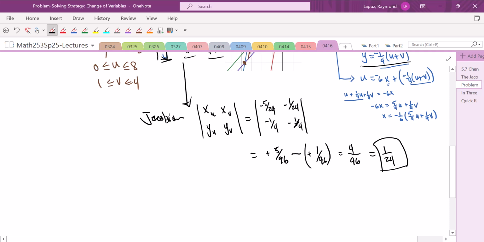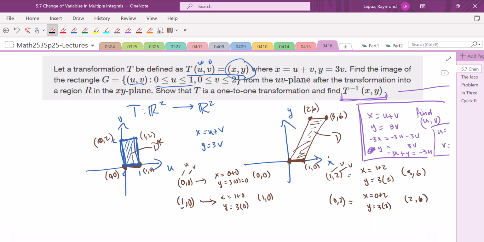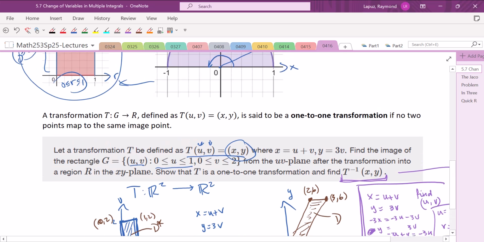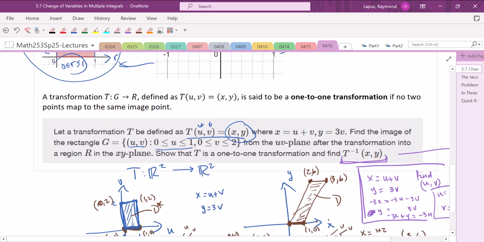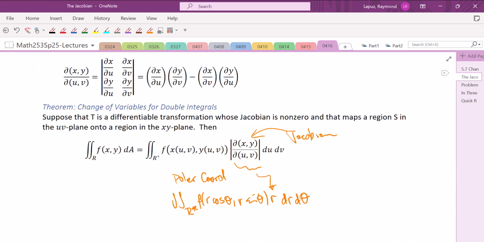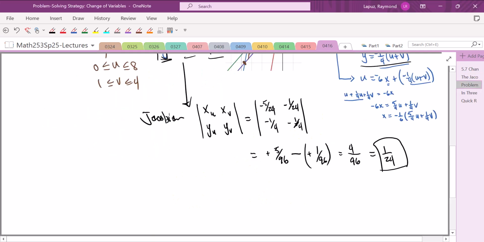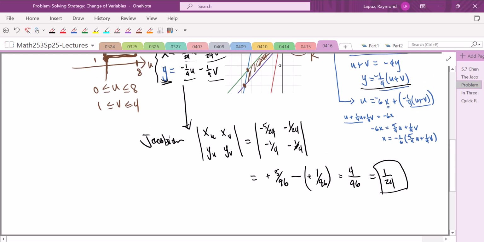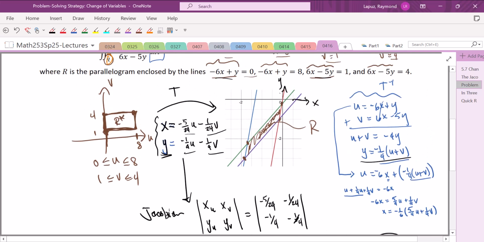Generally, by the way, let me go back to the theorem. If I go back to the theorem real quick, we want the absolute value of the Jacobian. So if you got a negative number, make it positive. All right, so this is our Jacobian. Now let's go back to the actual integral that we're integrating.